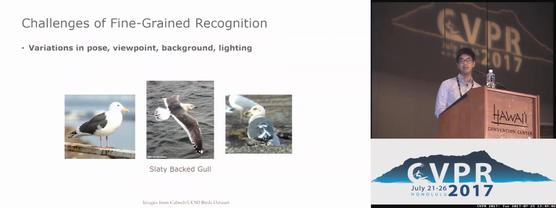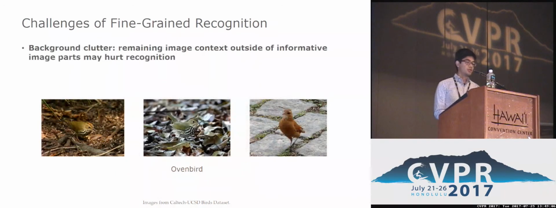And so here we see these variations in poses. We also have background clutter as a challenge. The remaining image context outside of informative image parts may potentially hurt recognition. We see that for the ovenbird, the background has a lot of clutter in it and could confuse recognition. We also see it against a sidewalk. Does having a bird against a sidewalk make it less of an ovenbird than one in the woods, for example? So parts may be most informative here.